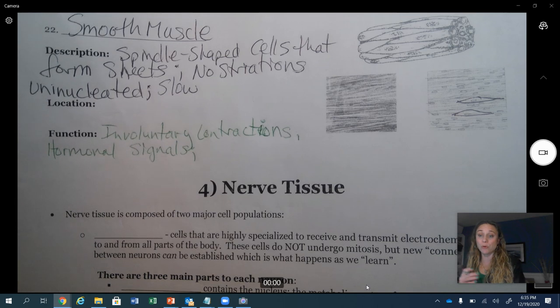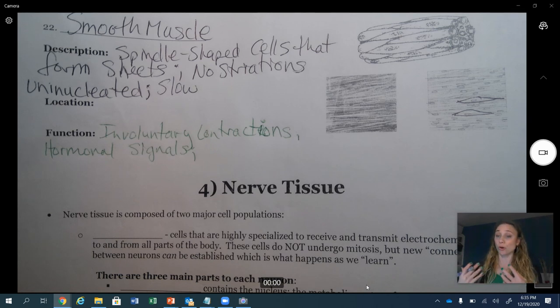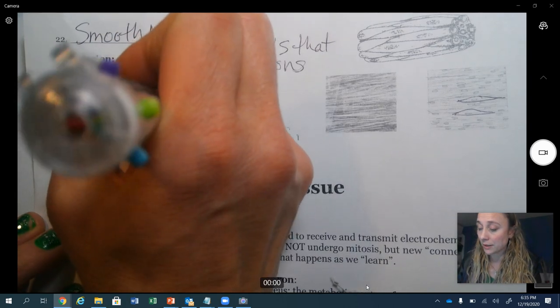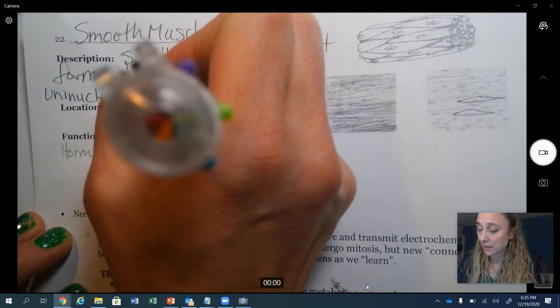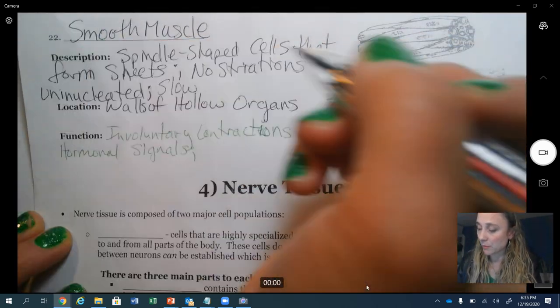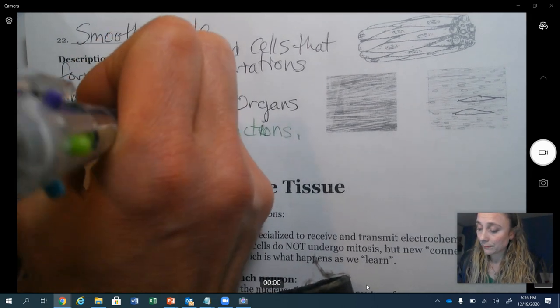When you're digesting your food, you're not aware of it, so it's involuntary. But you do need to be resting. If you're in the stress state, your system shuts off the signal for the smooth muscles to contract. And there's a really good reason. The location of this is the walls of hollow organs like your stomach and your intestines.